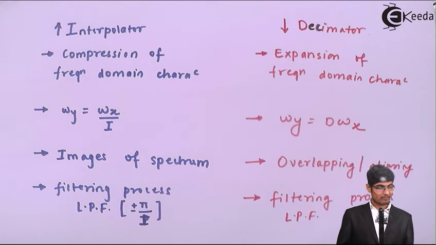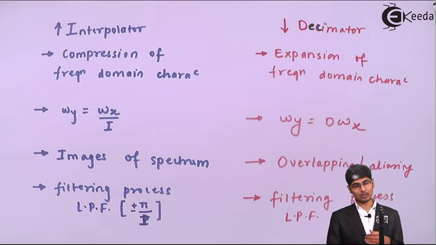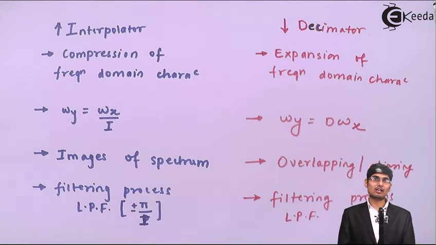So if I have an upsampler along with a filter, then I will not call it upsampling, but interpolation, and a downsampler along with a filtering process, I call a decimator instead of a downsampler. This is all about the frequency domain characteristics of an upsampler and a downsampler process.